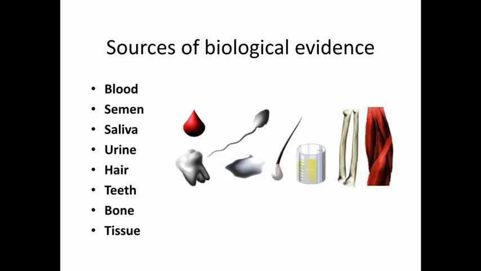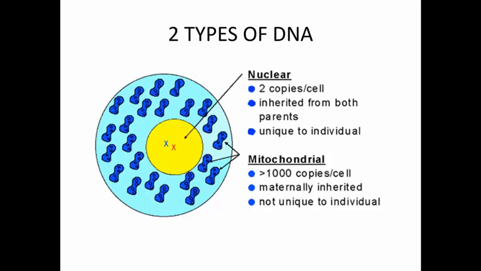A nice sterile contained environment in a tooth, bones, tissue, lots of different sources of biological evidence. Now, when you have cells that you find at a crime scene, there are two different types of DNA you have in each cell. You have your nuclear DNA inside of the cell, and you have two copies, two of each chromosome inside the cell, and you inherit one copy from each of your parents, one from your mother and one from your father, and that's unique to a particular individual.